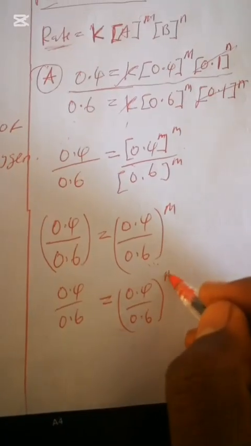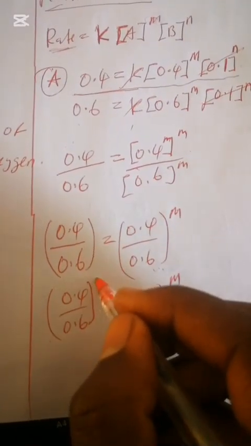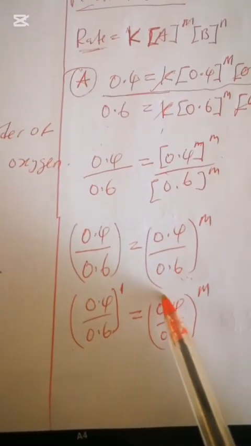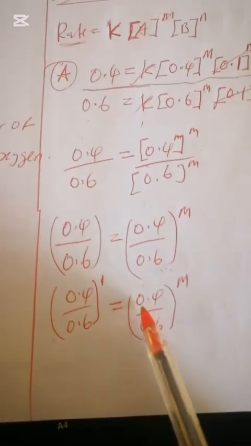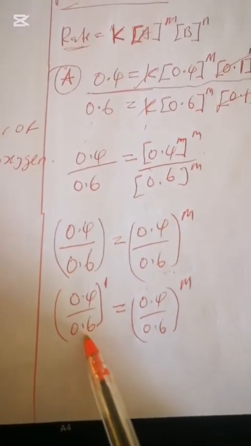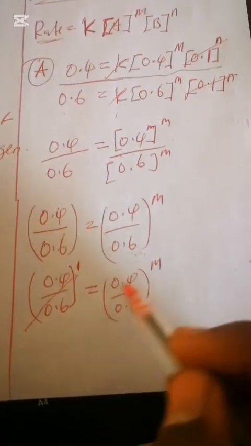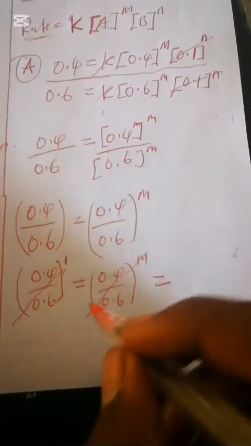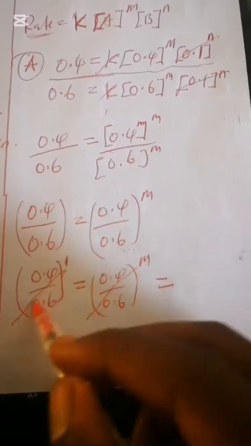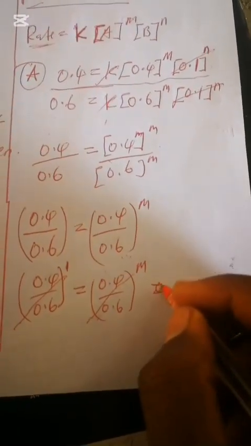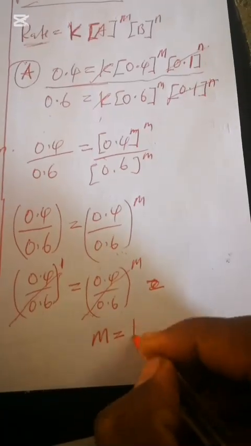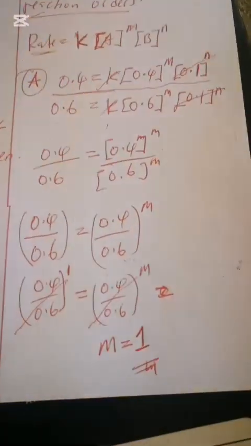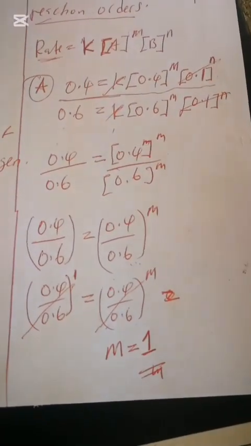Now here we have to the power m, then 0.4 to the power 1. So when you look at the equal sign, 0.4 over 0.6, 0.4 over 0.6, 0.4 will go here and also there. So m is giving us what? Since 0.4 will go, we remain with 1. So m is equal to 1. So the reaction order for m is 1. Yes, it is 1.